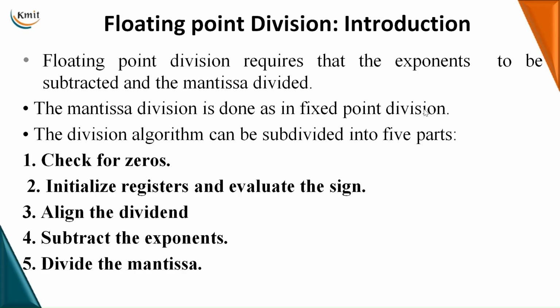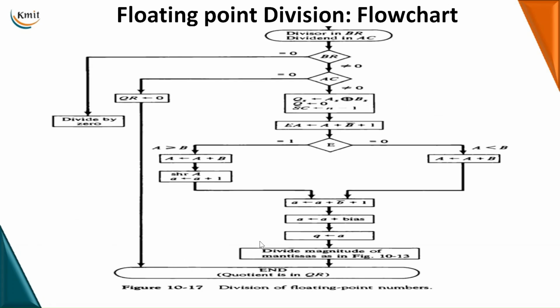The division algorithm of a floating point can be subdivided into 5 steps. The first step is to check for zeros. The second is to initialize the registers and evaluate the sign. The third step is to align the dividend. The fourth is to subtract the exponents. And finally, divide the mantissa. So these are the 5 steps involved in a floating point division algorithm. Let us see each step in detail.